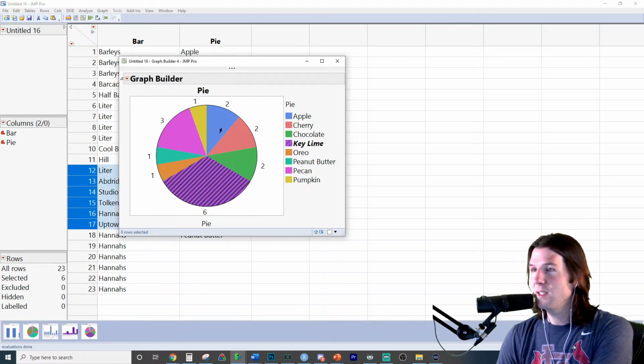Key lime pie is awesome. Imagine if this pie was all of those different flavors. I mean, that'd be cool. Get a bunch of key lime pie.